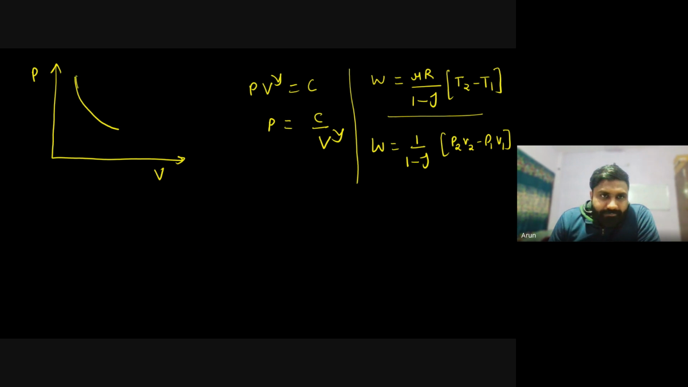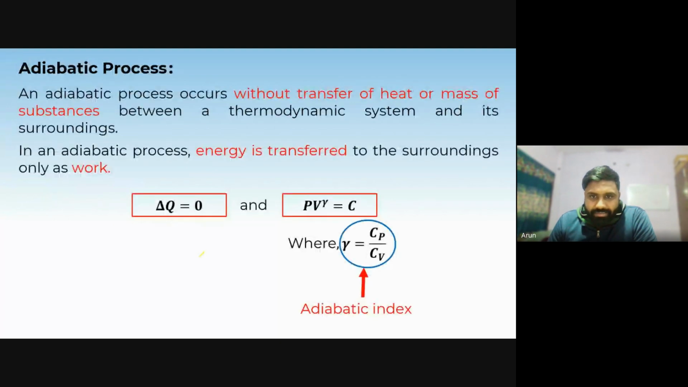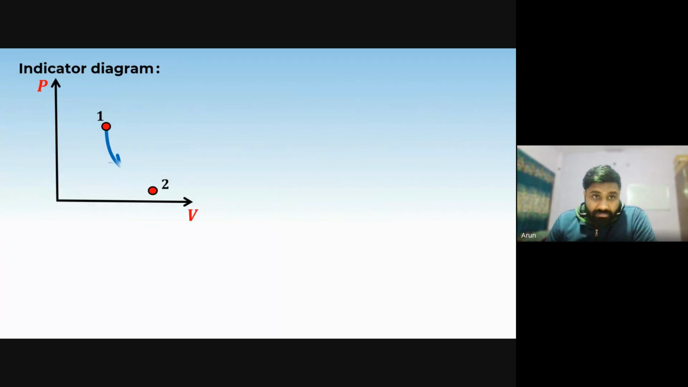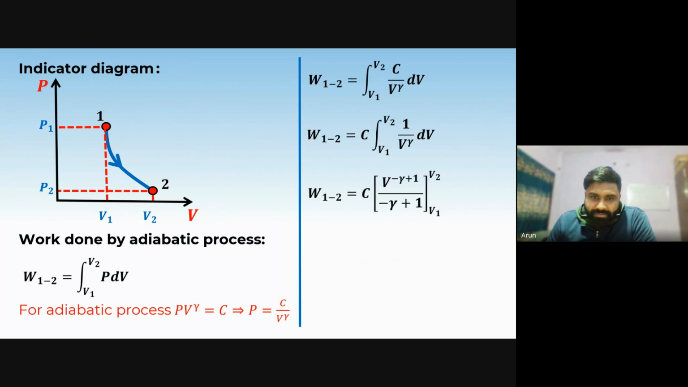So here the graph will be similar to the isothermal process, but the slope of this graph is different from the slope of the isothermal process. Okay, now you have noted down. The same thing is given here. Here gamma is the adiabatic index, which is given by Cp by Cv. The same thing is here. You can note anything if you have left out.